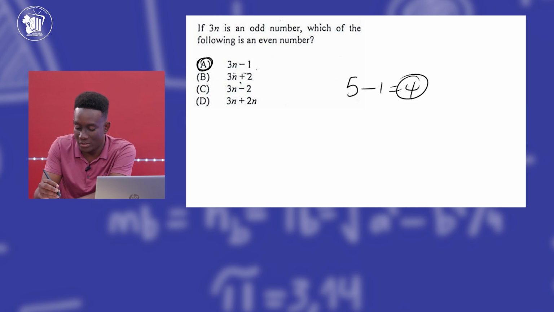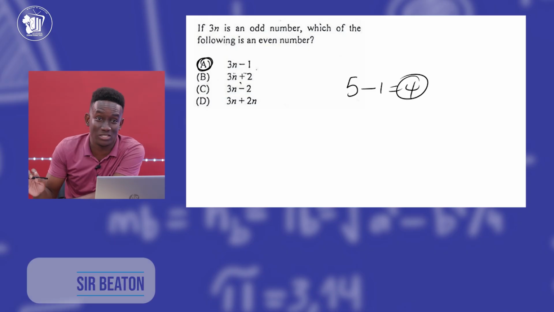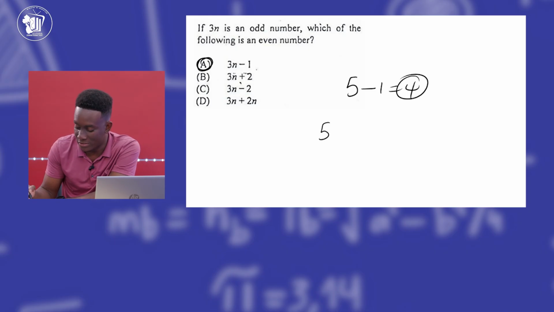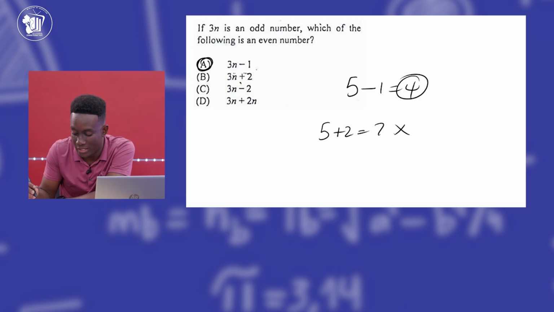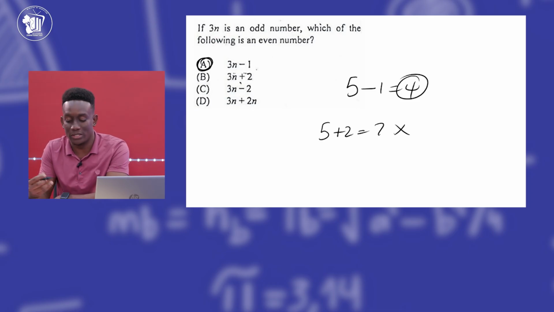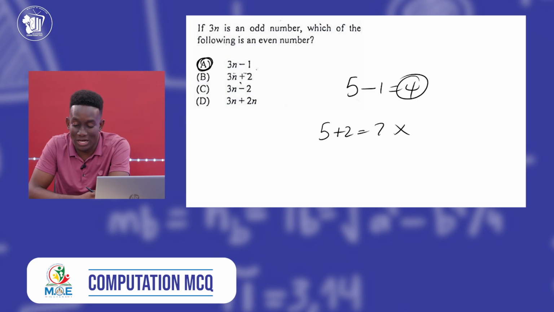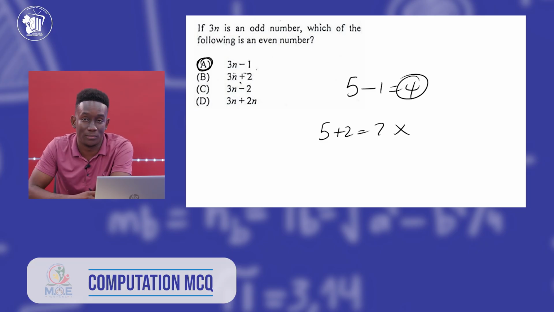But let's look at B. We already know the answer is A, but let's see why we eliminated B. Instead of 3n, we had 5. So 5 plus 2 would give you 7, and we know that is not an even number. And the same thing for C. 5 minus 2 would equal 3, and that is not an even number. And you can go on. So the answer is simply A, because when you add 1 to an odd number, that will become an even number.